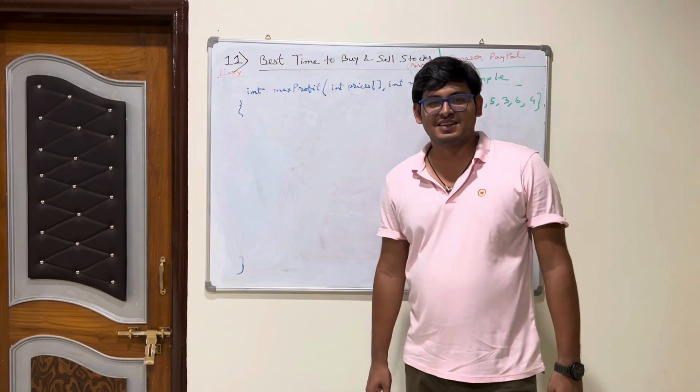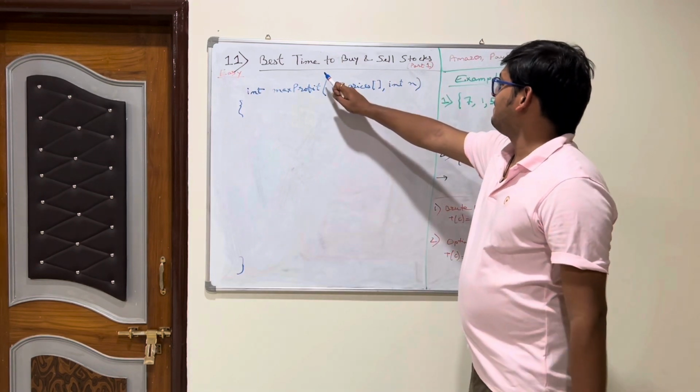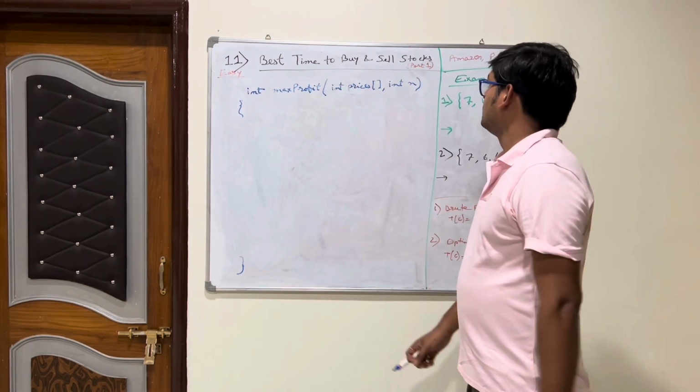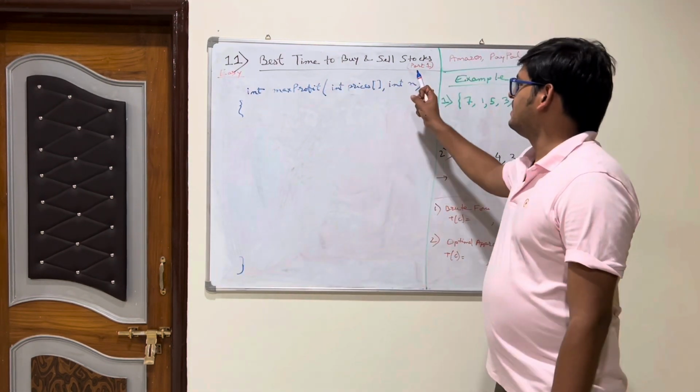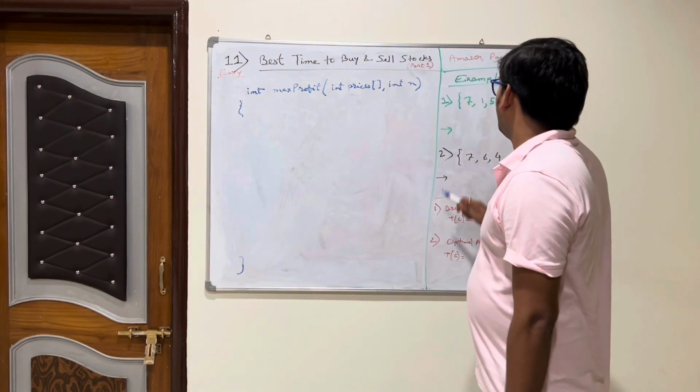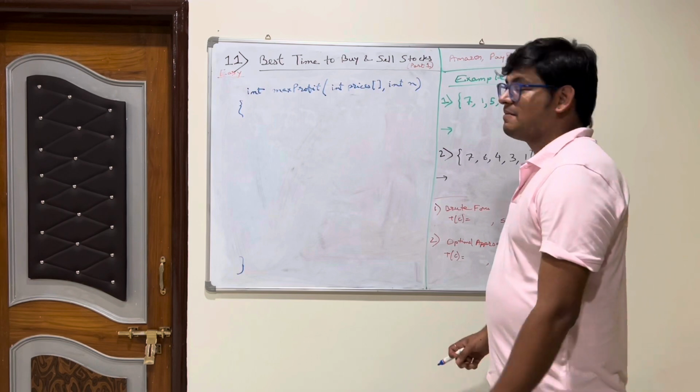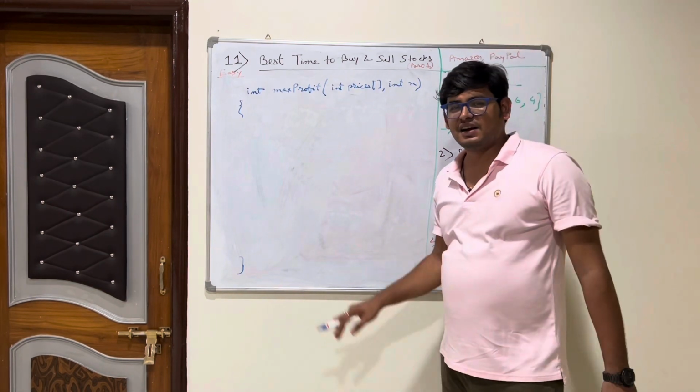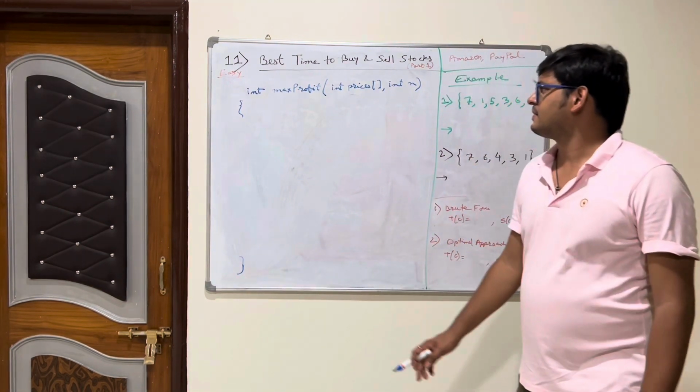Today we are going to solve the 11th question of the problem solving series that is based on arrays. So let's begin. Best time to buy and sell stock. This is part 1. There is a part 2 of this question also, which we will be solving in the next video. This question has been asked in Amazon and PayPal, and the difficulty level for this question is easy.